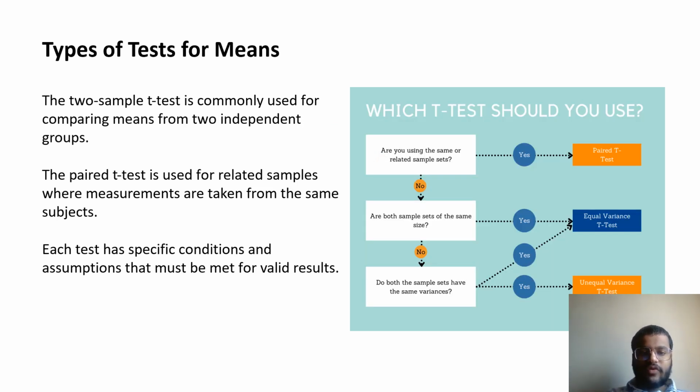Types of tests for means. The two-sample t-test is commonly used for comparing means of two independent groups. The paired t-test is used for related samples where measurements are taken from the same subjects. Each test has specific conditions and assumptions that must be met for valid results.